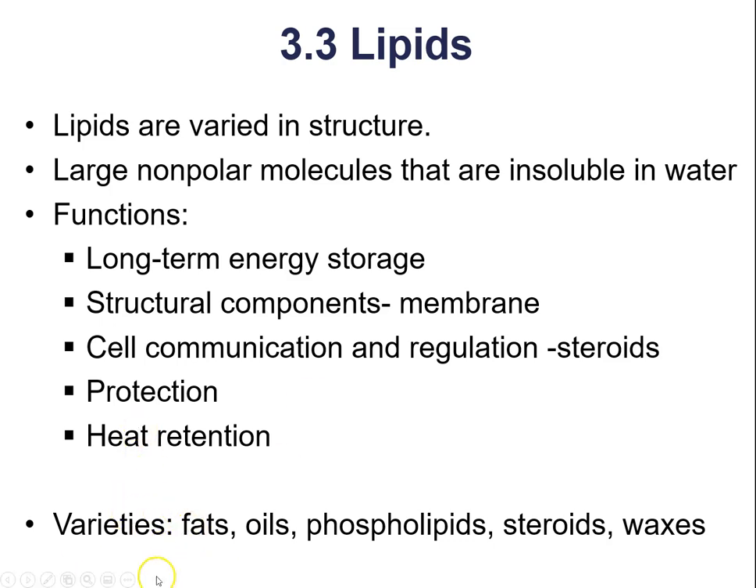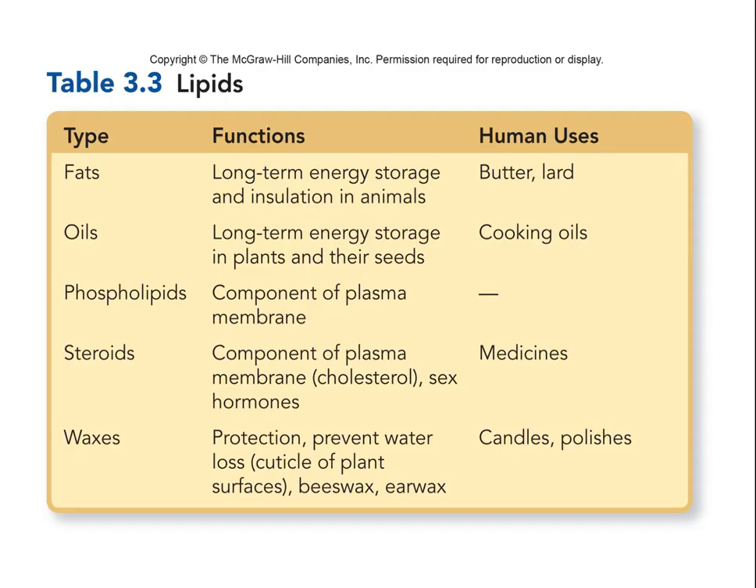Some varieties: I already mentioned fats, phospholipids, and steroids. Fats, oils, phospholipids, steroids, and waxes are all different varieties of lipids. In looking at some of those different varieties, we can see some of the different functions. Fats: long-term energy storage and insulation in animals, which we already talked about. Human uses include things like butter, lard, and oils, long-term energy storage in plants and their seeds. For us, we use them as cooking oils, like safflower oil, olive oil, vegetable oil.